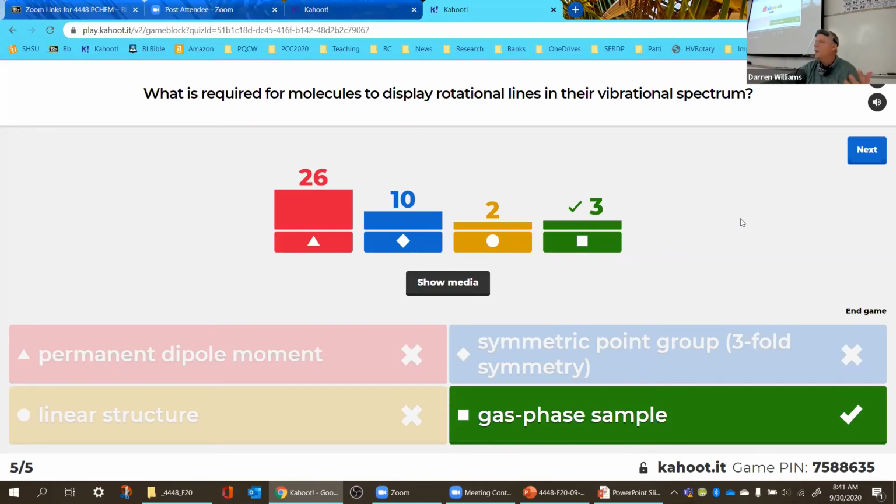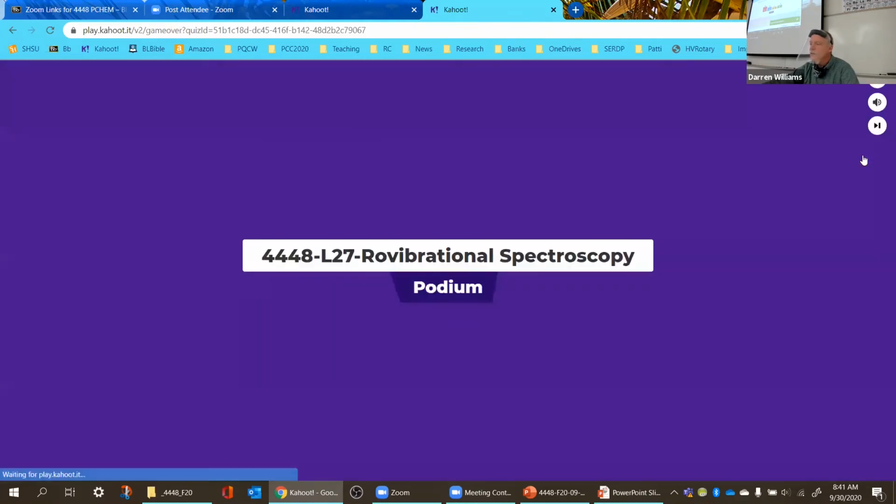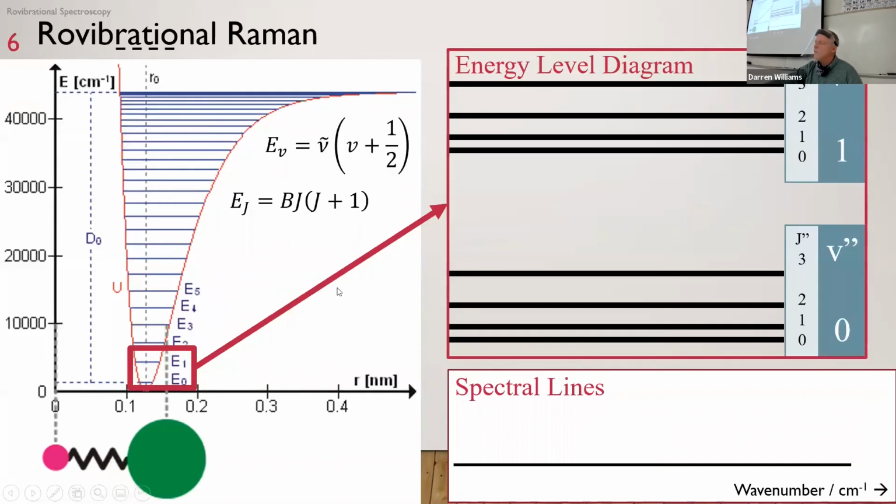Even detecting in airports, like sniffing for bombs and so on, there are some techniques that might use rovibrational spectroscopy with gas phase samples in that case, if it's a sniffer. So let's do now the same thing, but a little quicker with the Raman spectroscopy.